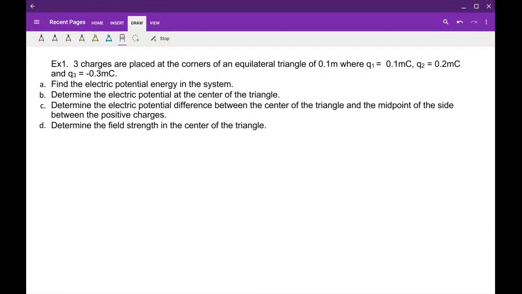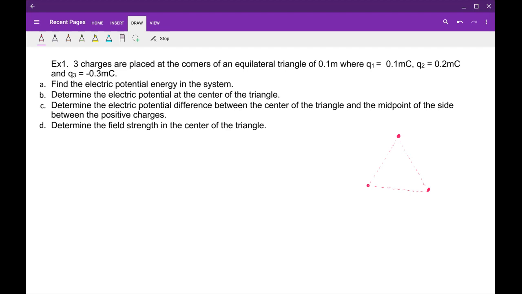Example 1: three charges are placed at the corners of an equilateral triangle. Oh, another one of these triangle questions. All right, we'll take a look at it. So here are my charges, placed at the corners of the equilateral triangle. And we've got a distance of 0.1 meters, 0.1 meters, and 0.1 meters.